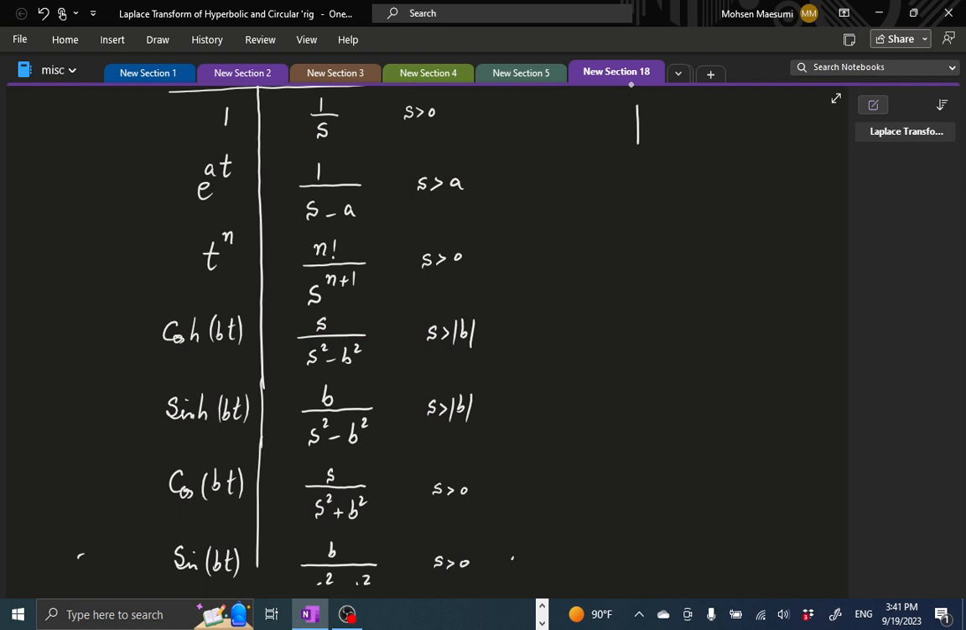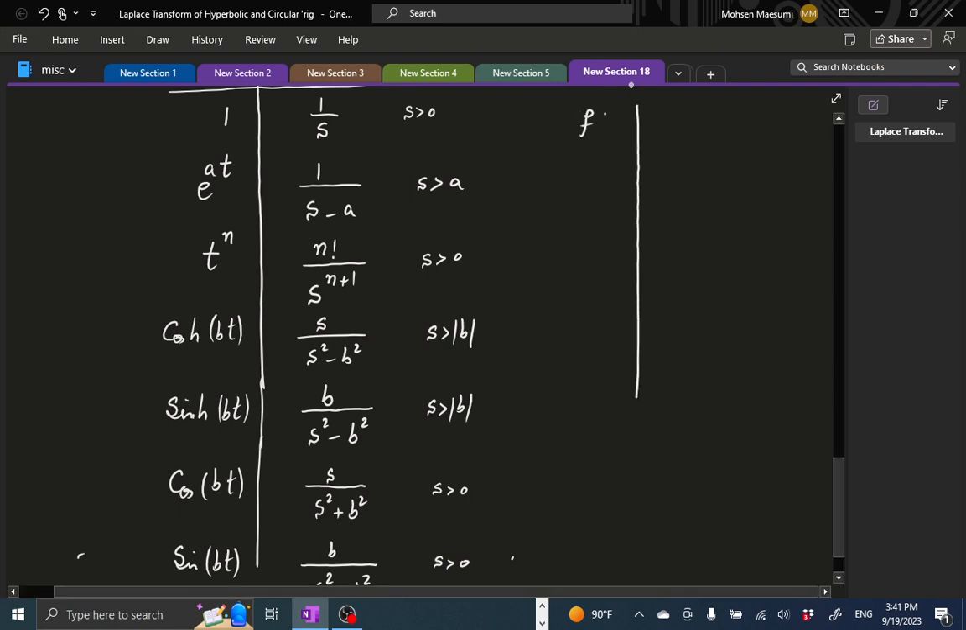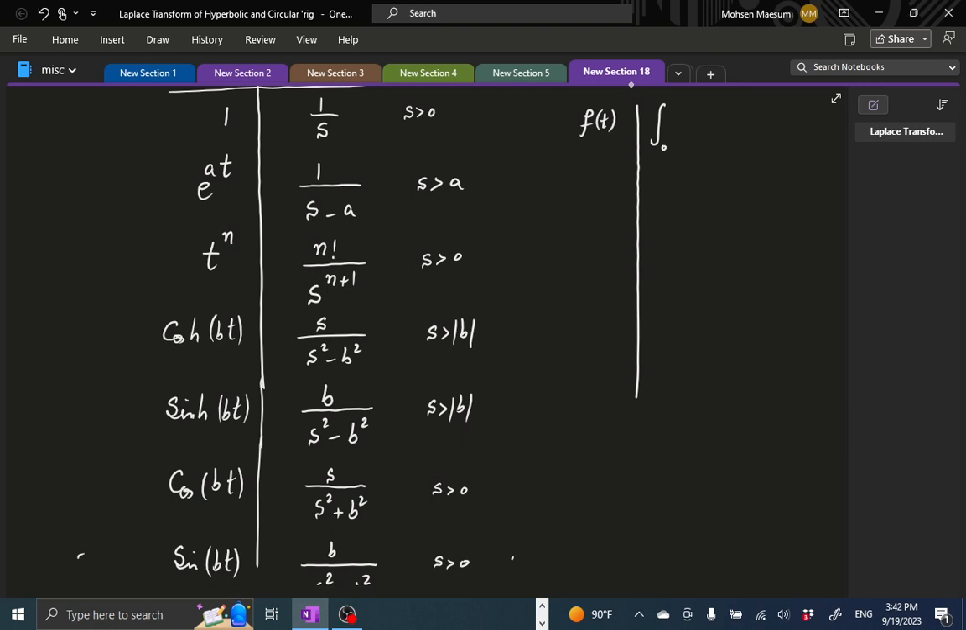Of course, if you have a function f of t, we have our definition of what this whole thing is about. If we don't find our f in our table, then we have to go back and do it the hard way, or create the formula from scratch. So this is our definition for the Laplace transform.